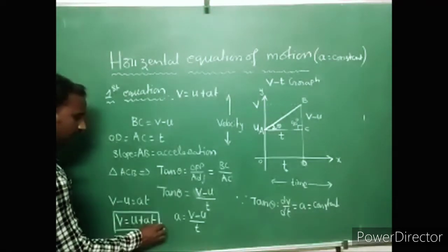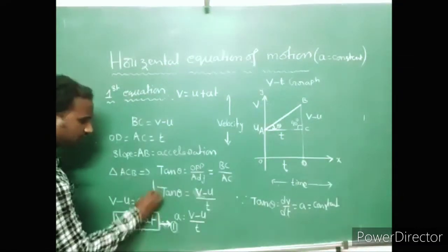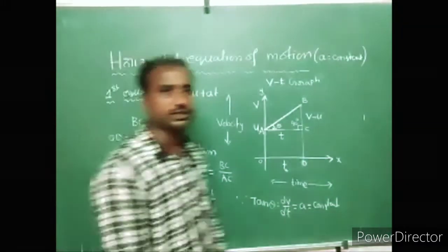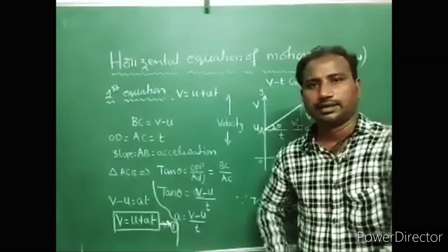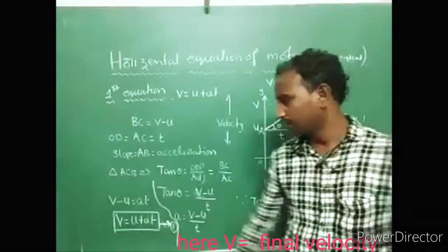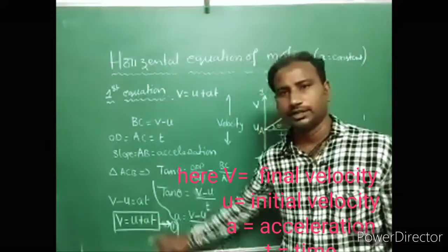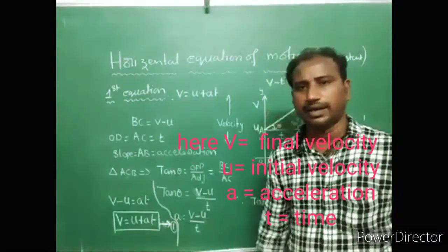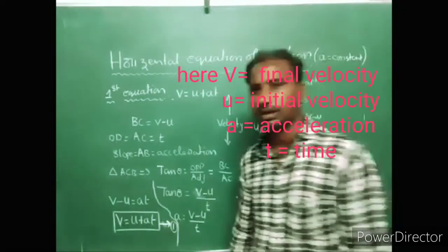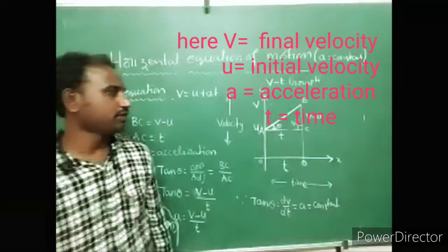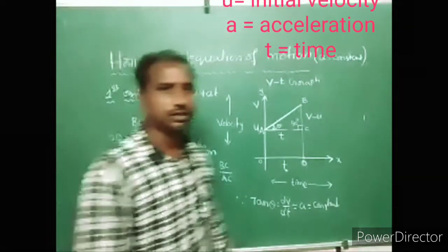It represents the first equation of motion: V equal to U plus AT. Here V represents final velocity, U represents initial velocity, A represents acceleration, T represents time. Okay, understood. So like that we derive the first equation of motion with the help of this graphical representation. Note down these points.